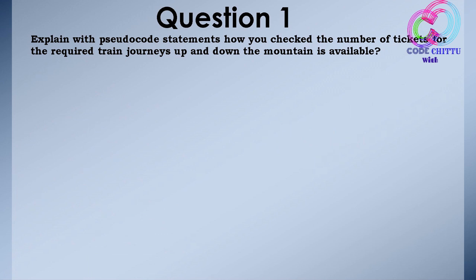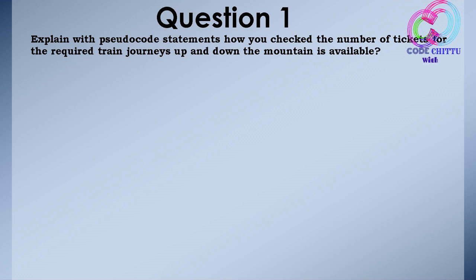So the first question is: explain with pseudocode statements how you check that the number of tickets for the required train journey up and down the mountain is available. Can you guess which task it is? The first thing we have to note is that it says explain. You have to think that it is not writing the algorithm, it's just explain. So you need to explain it first.